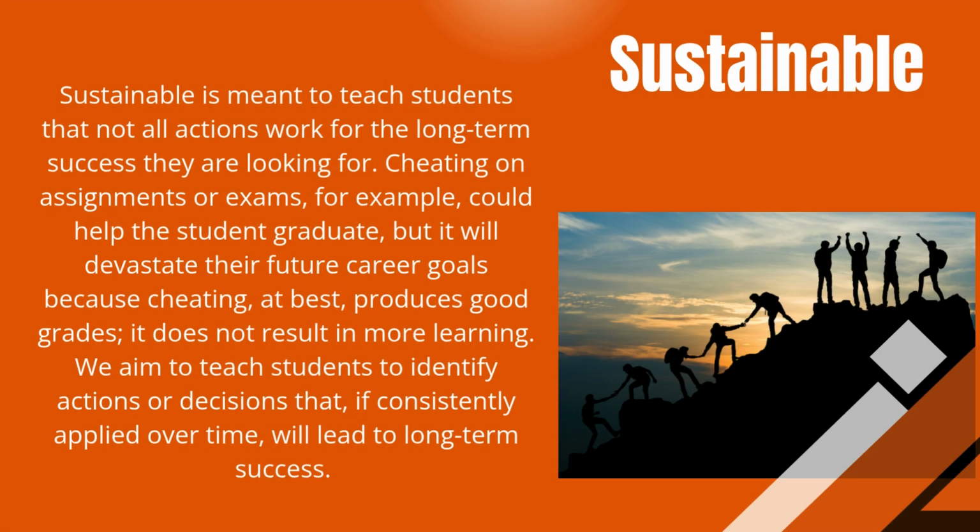Sustainable is meant to teach students that not all actions work for the long-term success they are looking for. Cheating on assignments or exams, for example, could help the student graduate, but it will devastate their future career goals because cheating, at best, produces good grades. It does not result in more learning. We aim to teach students to identify actions or decisions that, if consistently applied over time, will lead to long-term success.